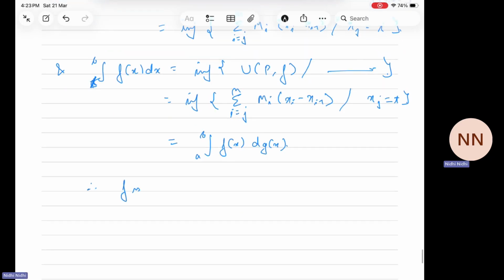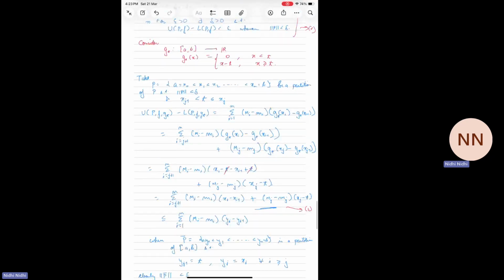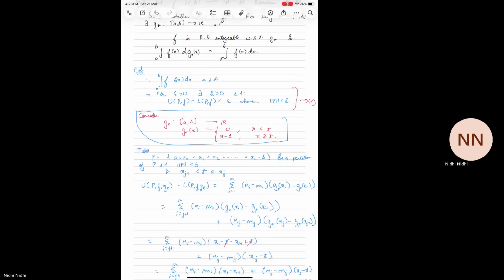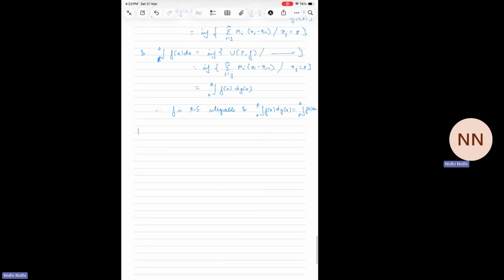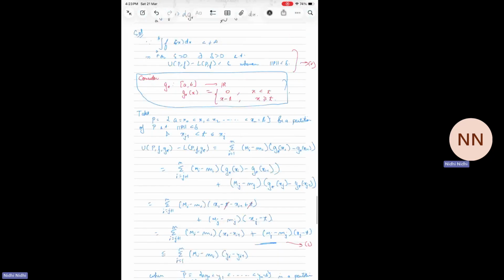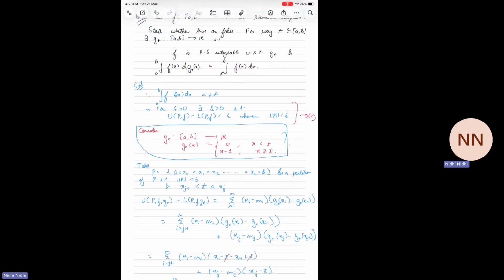Therefore, f is Riemann-Stieltjes integrable, and this integral from a to b of f(x) dg(x) is equal to the integral from t to b of f(x) dx. So the main idea was to take this specific g like this. This is the important part. I hope this solution is fine. So therefore the given statement is true. For every t, we can always find such g_t. g_t is well defined for all t in the closed interval [a, b].